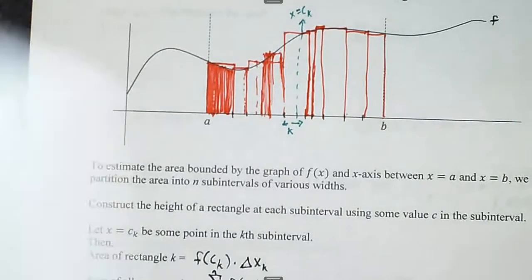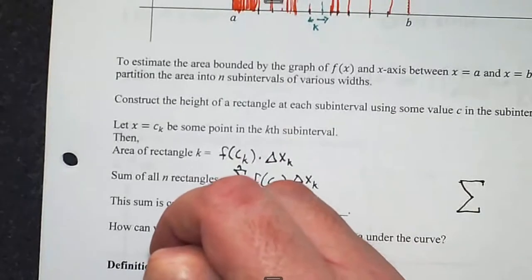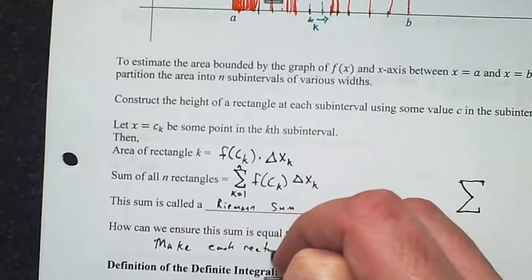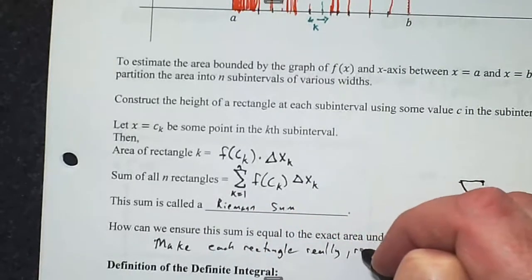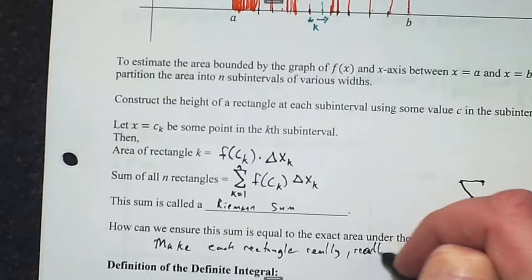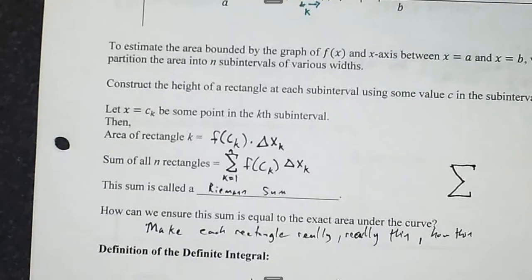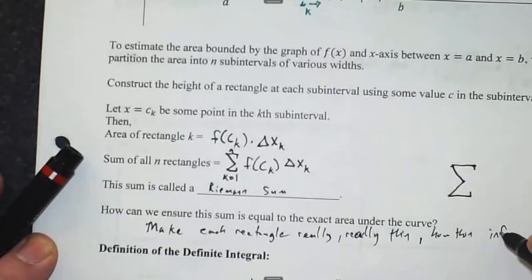So that's one way we could answer this. How could we do this? We could make each rectangle really, really thin. How thin? What's the word? Infinitely thin.